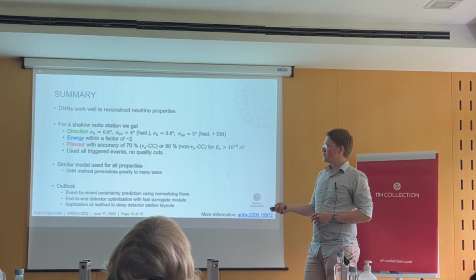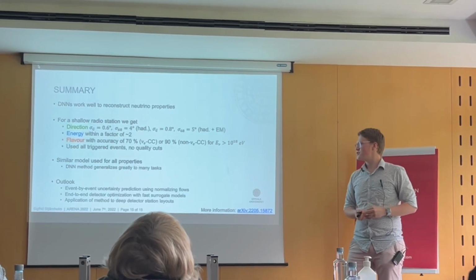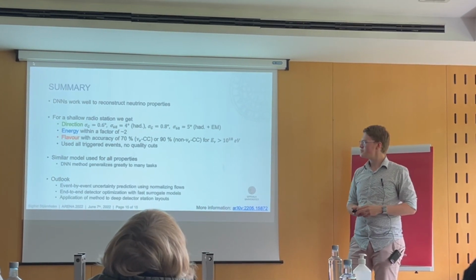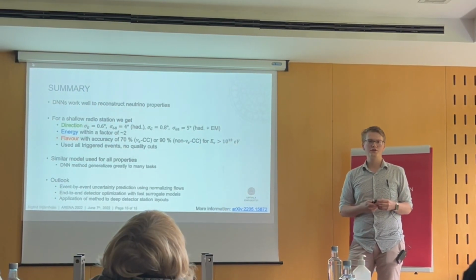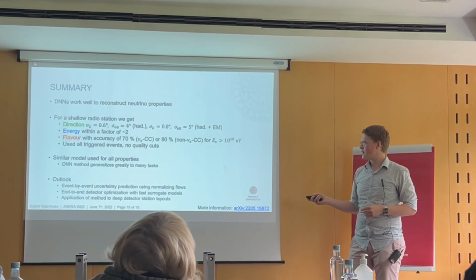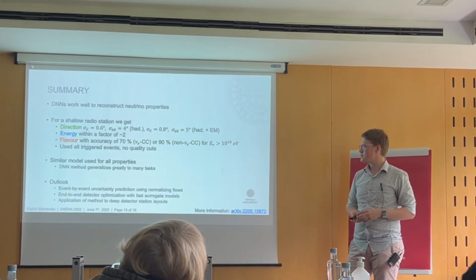As for the outlook, we want to do event-by-event uncertainty prediction using normalizing flows. We want to do end-to-end detector optimization with fast surrogate models. And we also want to apply this to deep detector station layouts.